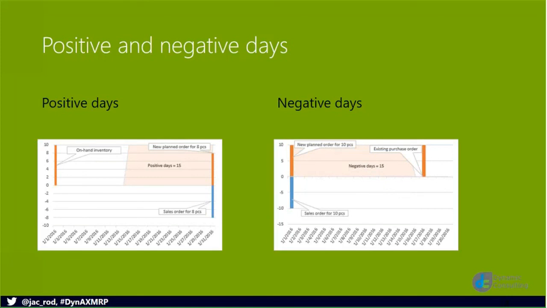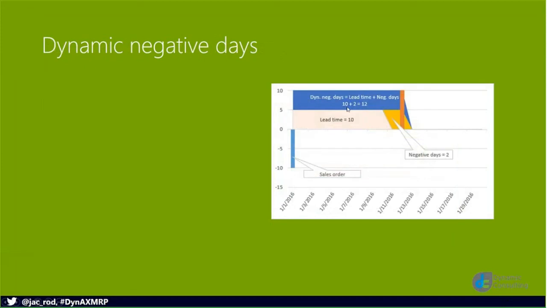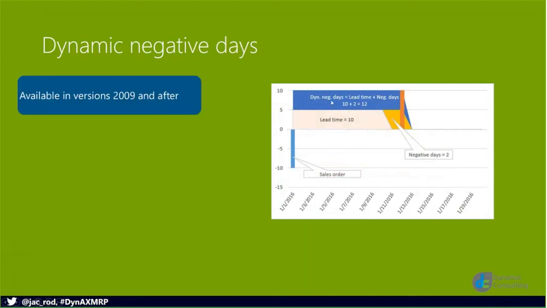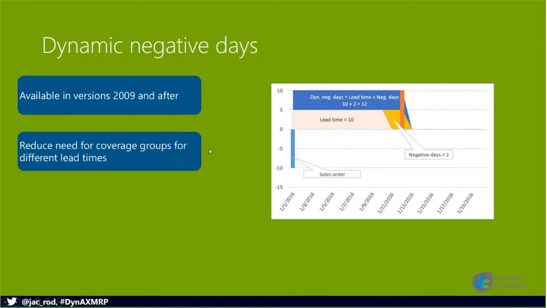Now, in version 2009 and later, there's a new feature called dynamic negative days, and that's controlled on the master planning parameters. And what dynamic negative days does is it uses a new calculation called dynamic negative days and takes the procurement lead time plus the negative days we have in our coverage time fence and builds up this dynamic negative days value, and then uses that instead of just the negative days to see if inventory or receipts should be pegged against demand. So again, this is available in version 2009 and after.